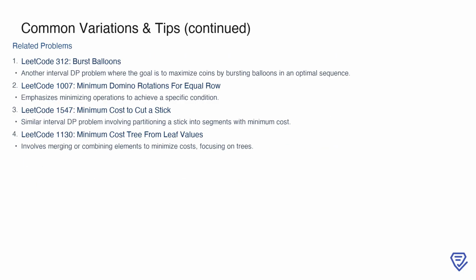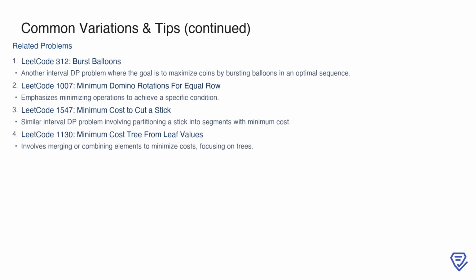To build a deeper understanding, it's helpful to explore related problems that share similar patterns. For instance, LeetCode 312, Burst Balloons, is another interval DP problem where the goal is to maximize coins by bursting balloons in an optimal sequence. It emphasizes the importance of sequencing decisions, much like merging piles in this problem. Another example is LeetCode 1007, Minimum Domino Rotations for Equal Row, which focuses on minimizing operations to achieve a specific condition. While not an interval DP problem, it shares the theme of optimization under constraints.